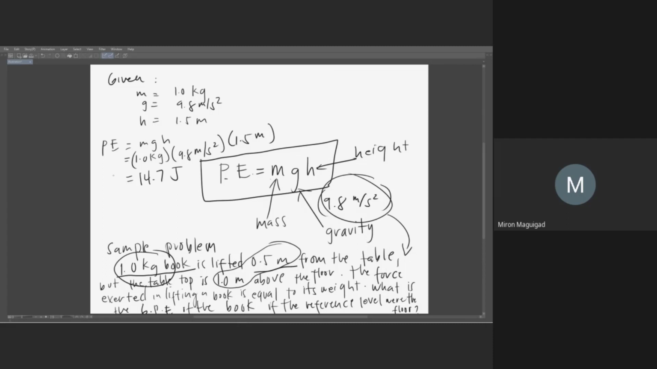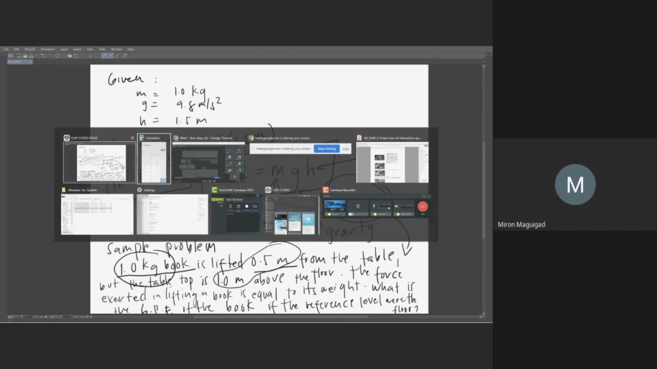Sir, why J? Because it is potential energy. Sir, what about kinetic? We'll have the same unit. Do you understand? Yes po. Okay, we'll continue this next time, next Monday, because we ran out of time.